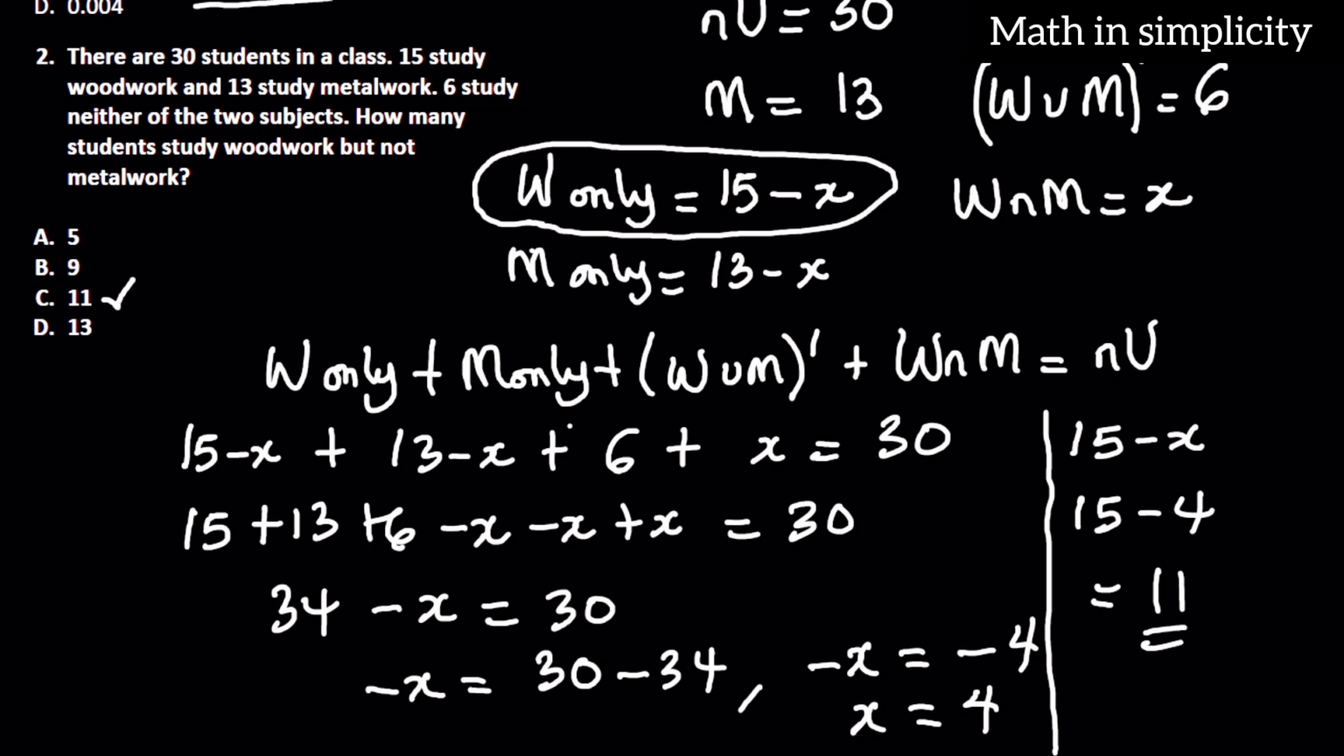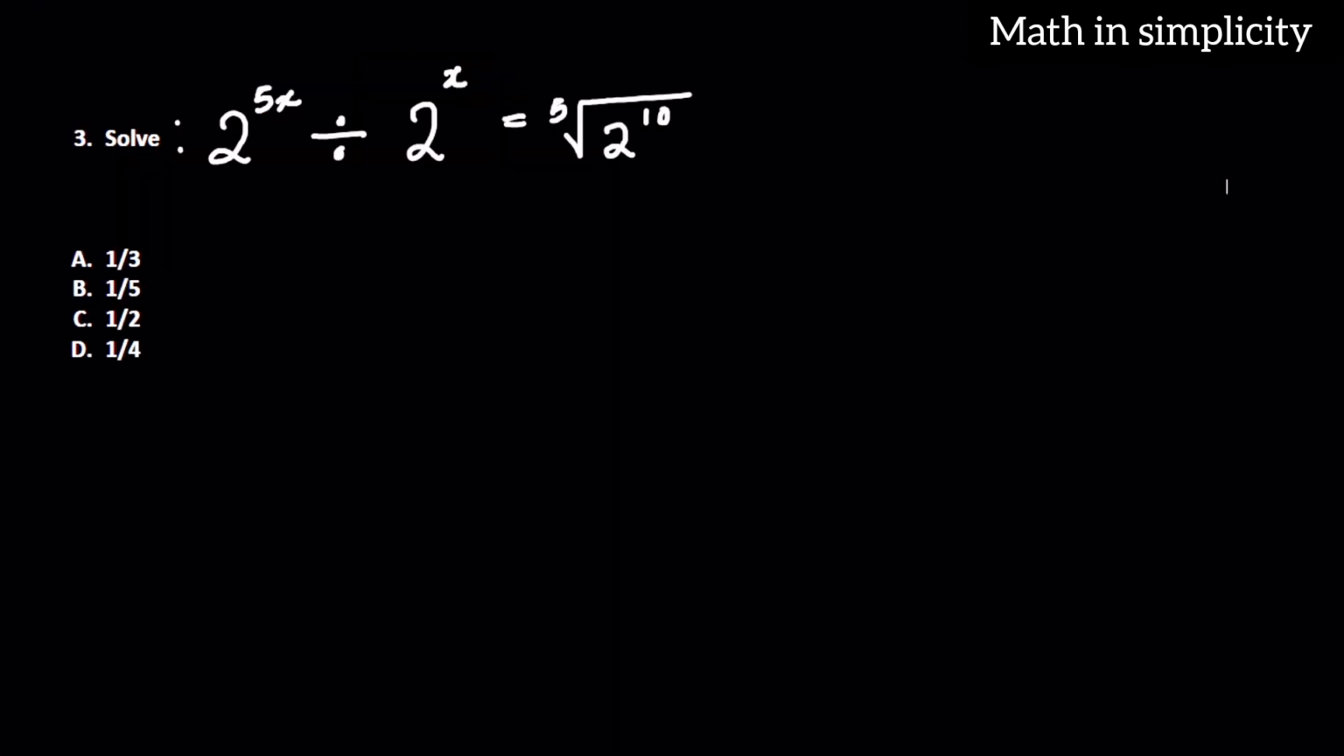So this question is just a set question, which you can also solve by drawing the Venn diagram, right? If you just simplify this easily, you should get the answer without making any mistake. So that's it for this question. Let's delve into the next one. Alright, let's move over to number 3.